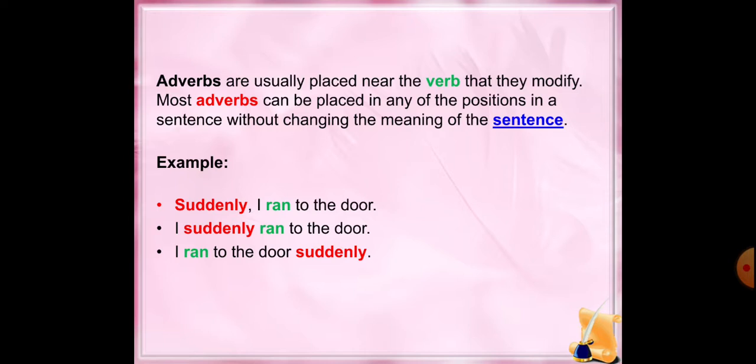Adverbs are usually placed near the verb that they modify, and most adverbs can be placed in any of the positions in a sentence without changing the meaning of the sentence. For example, suddenly I ran to the door. I suddenly ran to the door. I ran to the door suddenly.